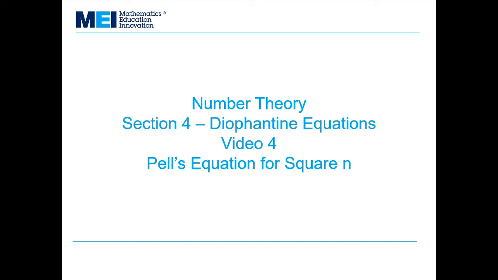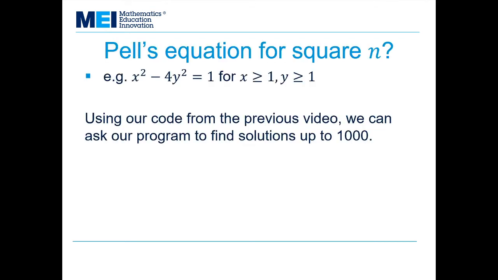Number Theory, Section 4, Diophantine Equations. Video 4, Pell's equation for square n. In the last video, we looked at Pell's equation, x squared minus ny squared equals 1. Here we're going to look at what happens when n is a square number.